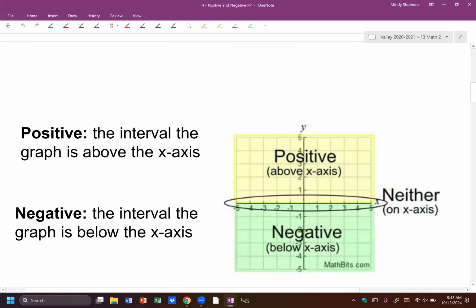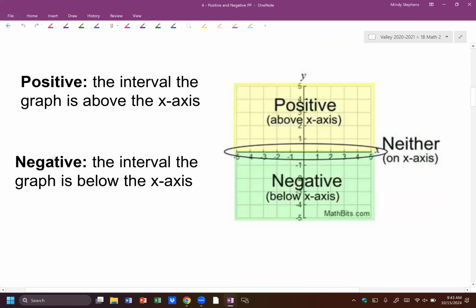So at the top of your paper, you have this picture and these definitions. It's positive if it is above the x-axis. It is on the negative side if it is below the x-axis. So all we're looking at is if it's above the x-axis, all those pieces are going to be called positive. If it's below the x-axis, all those pieces are going to be called negative. We still move left to right on this every time, and we only use parentheses again.